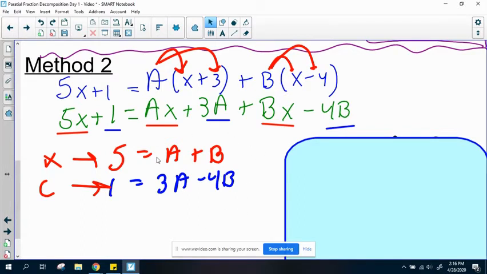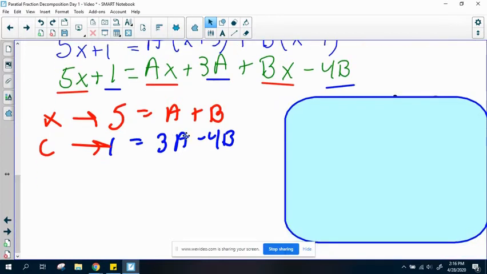And these aren't hard systems. If you remember how to do systems on your graphing calculator, you could go to a second matrix and type in 1, 1, 5, 3, -4, 1. And then when you're solving it, you would do the RREF, row reduced echelon form.